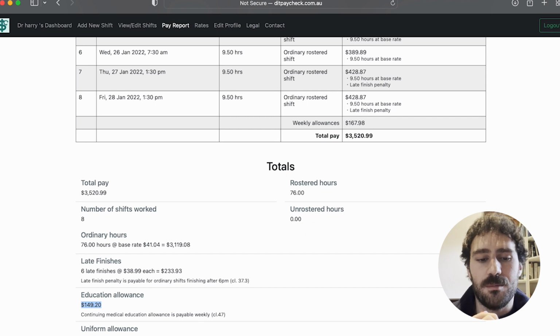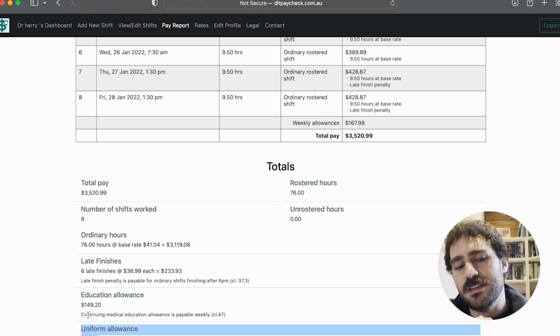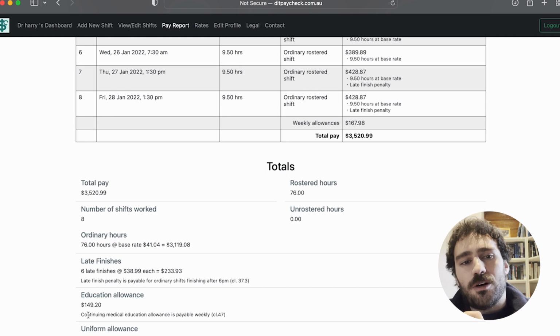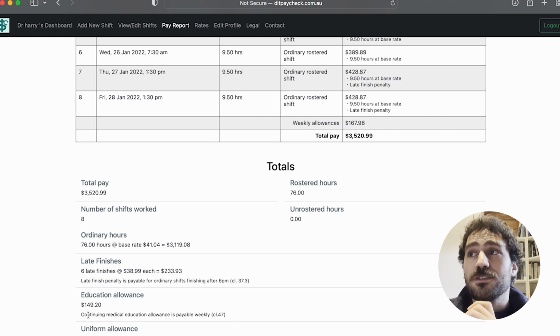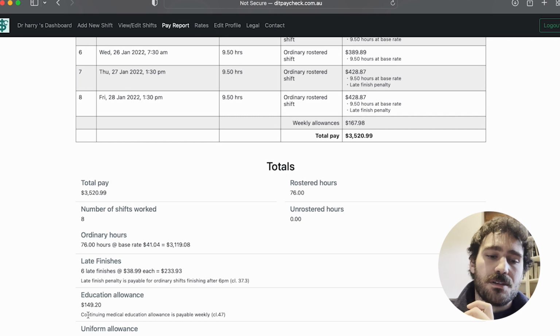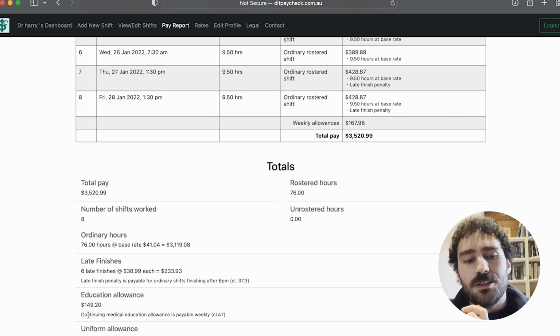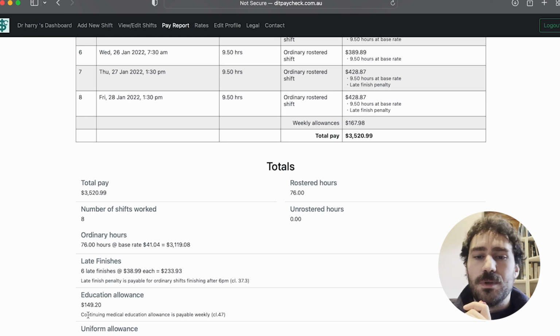and that goes towards your medical education. The uniform allowance is not really a thing at our hospital because we don't have to wear a particular uniform. And if we do, like if we have to go to theatre or something like that, they supply our scrubs for us. So there's no onus on us to purchase different clothes. So we don't actually get a uniform allowance included on our payslip.